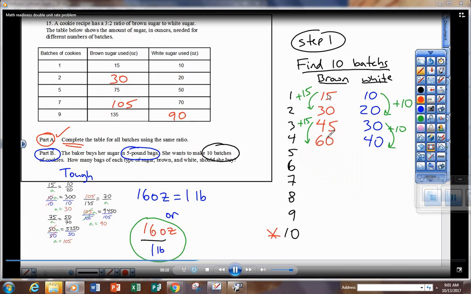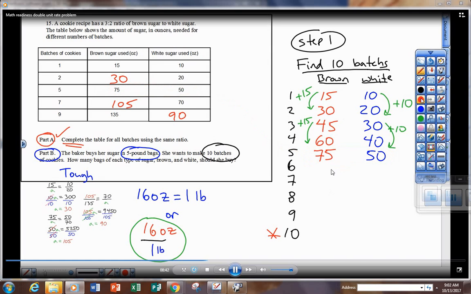And then I'm just going to keep going down straight here. So 60 plus 15, 75. 40 plus 10, 50. And then you can see, there it is right there. 75, 50 matches up with that table. I've shown you the values in between 2 and 5 right there. So again, there it is right there. I know I'm on the right track.